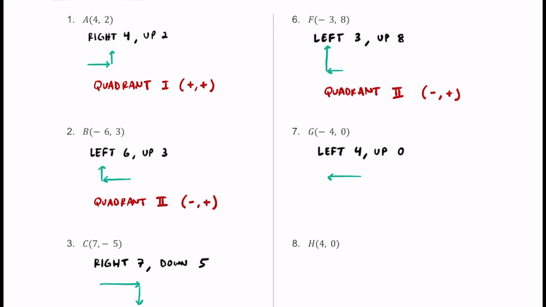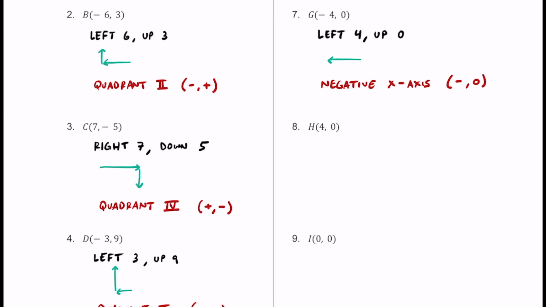So if we aren't moving up or down, this is not located in a quadrant either. This would be located on the negative x-axis. Right, so it's going to definitely be on the x-axis, but since we're moving to the left, it's going to be on the negative part. So to be on the negative x-axis, we will move to the left, which is negative, and then you must move 0 units up or down for the y.